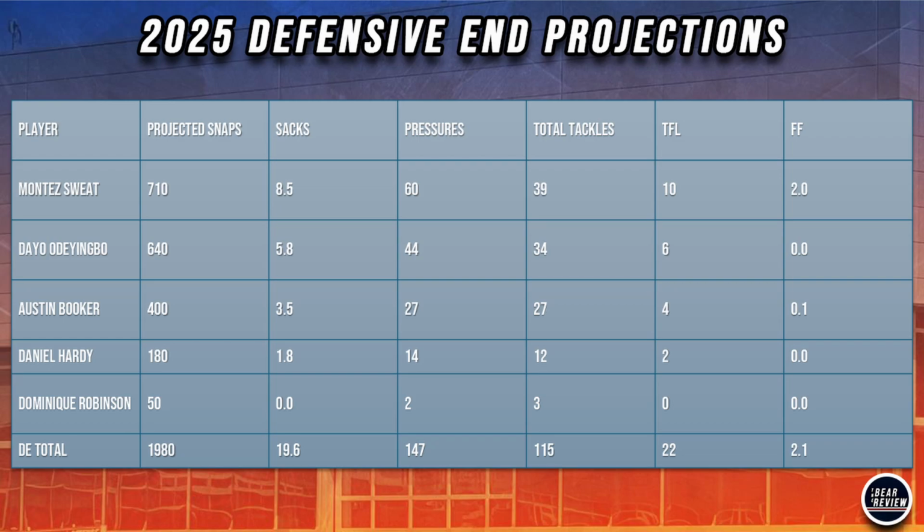And that was one of my major concerns coming out of the draft for the Bears. Now, the good thing in terms of the defensive line, we still have the defensive tackles to do. However, one thing we do have to look at as the season progresses is, will the Bears look to add another edge as we move forward? Based on these projections, I'm thinking yes.